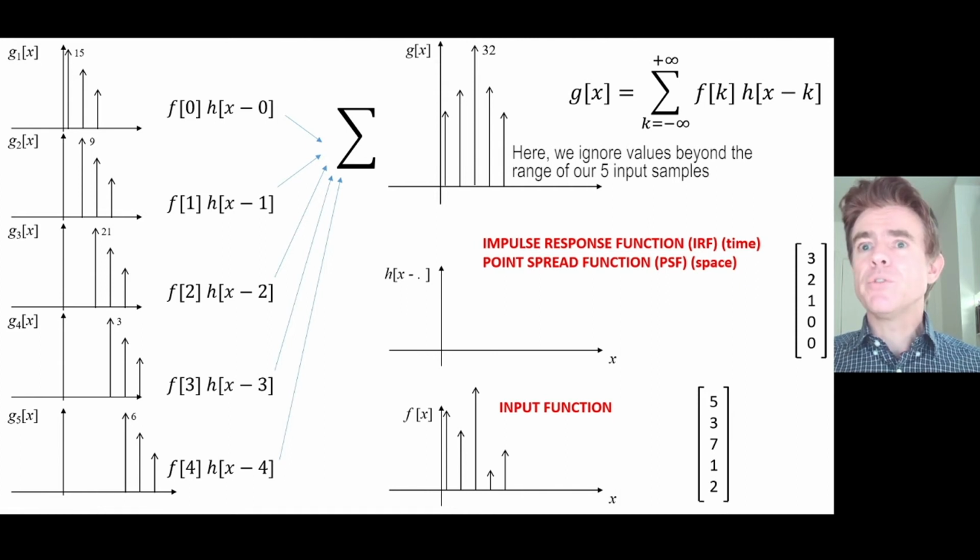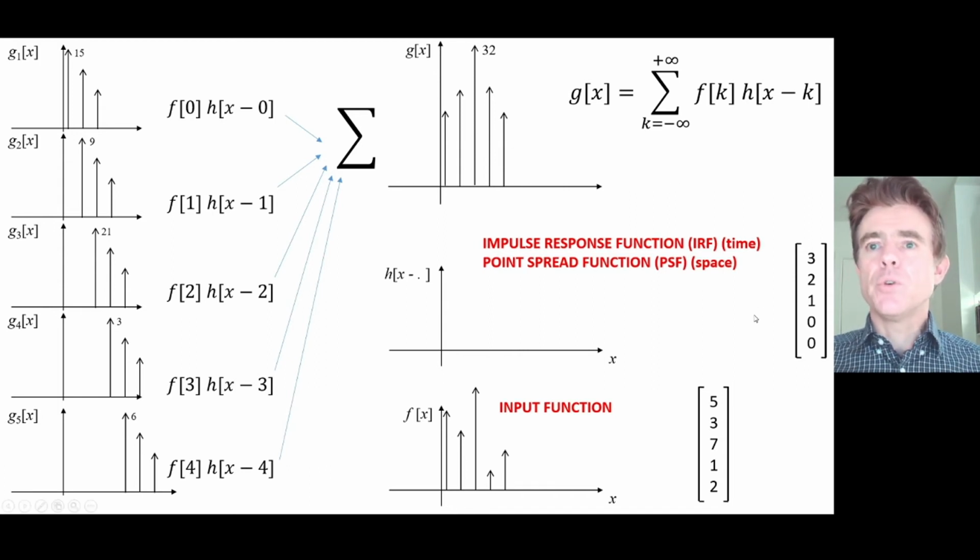What else do I want to point out on this slide? Just to emphasize again that the function h is called an impulse response function if we're dealing with time-based functions, and it's called a point spread function if we're dealing with spatial functions. Now here, because I've been using x, that is normally suggestive of a spatial function, something that varies along a spatial position x, but of course it could be f of t or something like that if it's a temporal function.